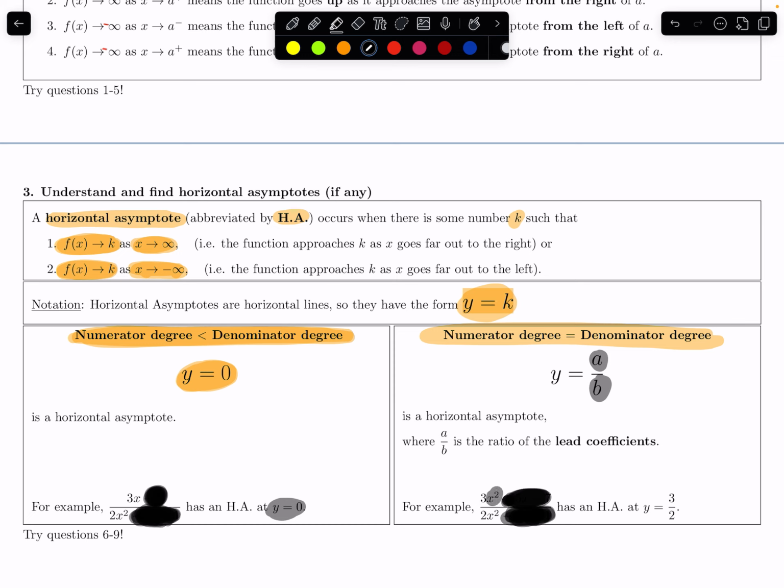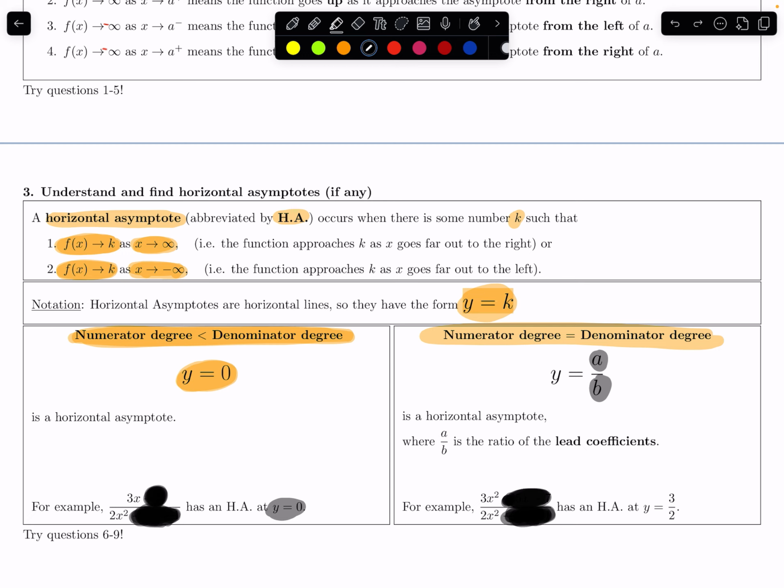Now, these terms are evenly matched, right? And so as x gets really, really large, just think of 3 trillion over 2 trillion, because these are the same x squared terms. 3 trillion divided by 2 trillion is still 3 over 2, right?